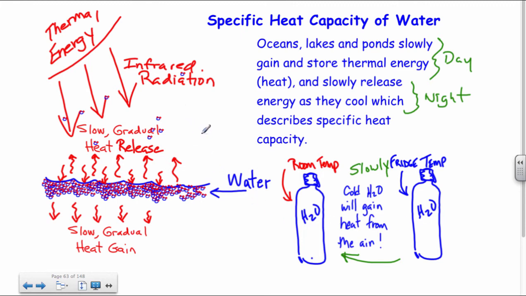In this part of the sketch over here, we just see some water, and we see the molecules. And we know that during the day, slow, gradual heat gain of thermal energy occurs in water. But at night, we have the slow, gradual release of heat energy from the water into the atmosphere. Hopefully this helps you to understand specific heat capacity a little bit better.